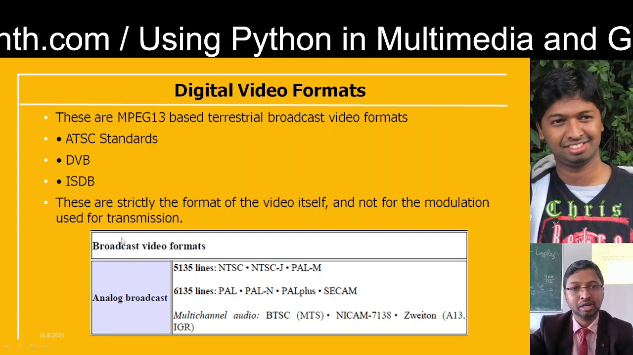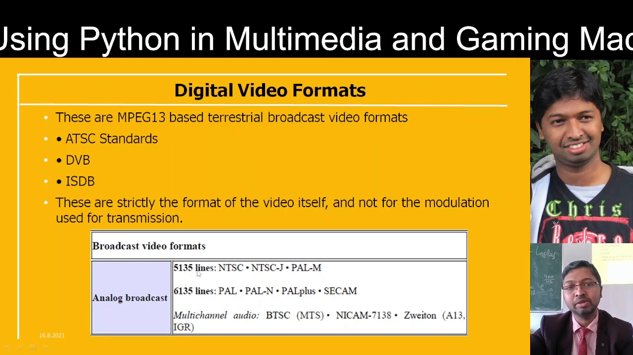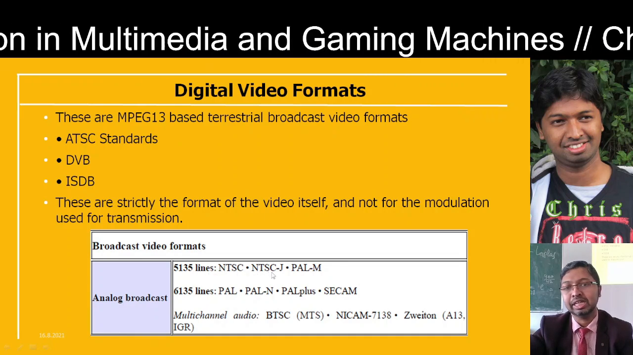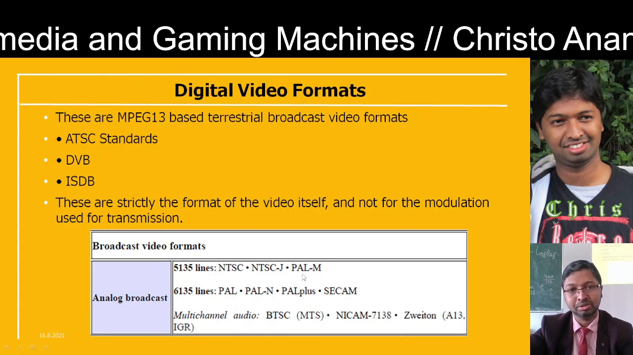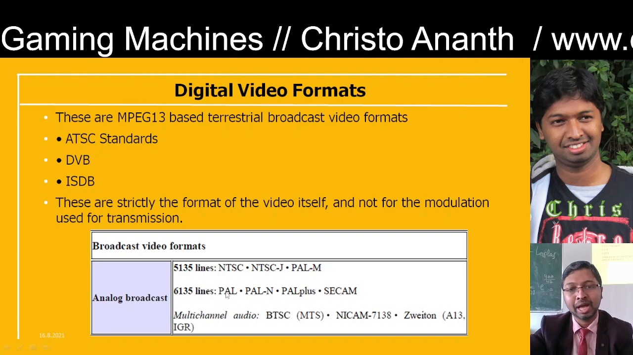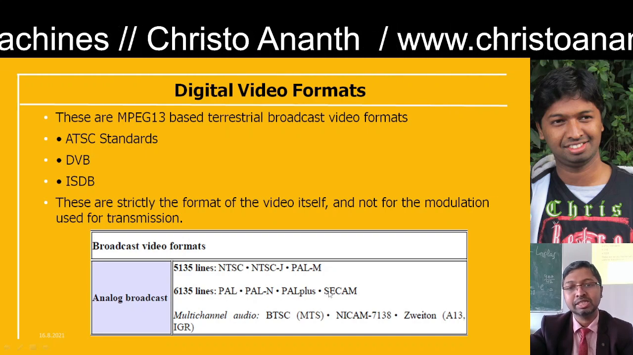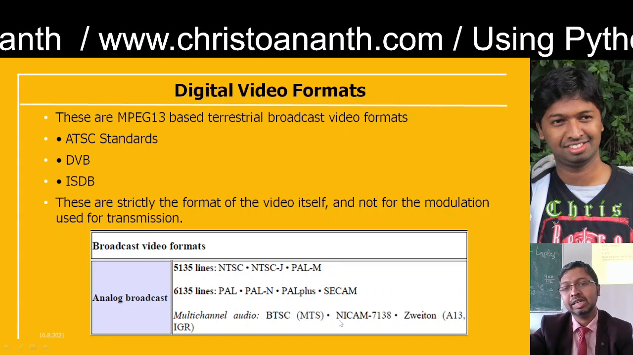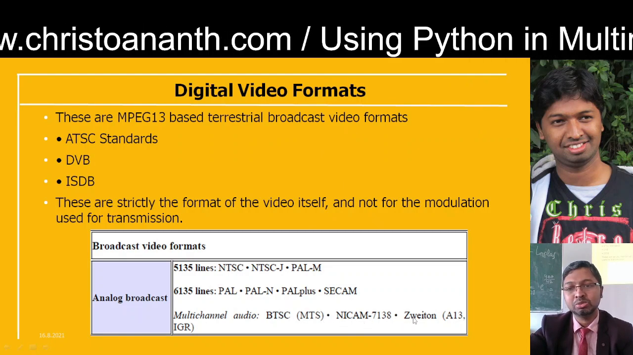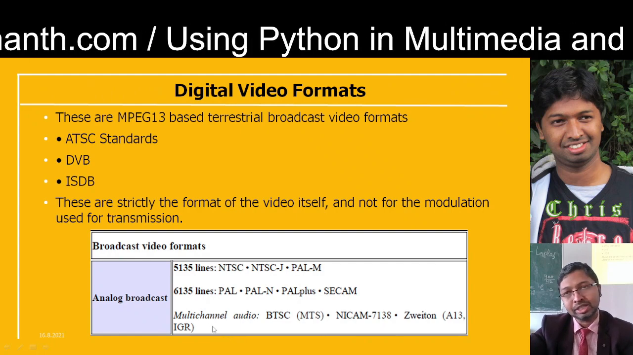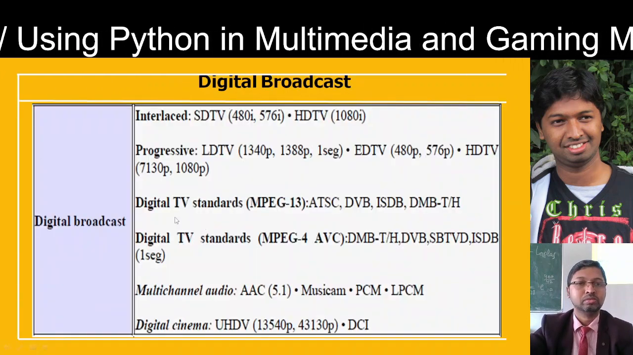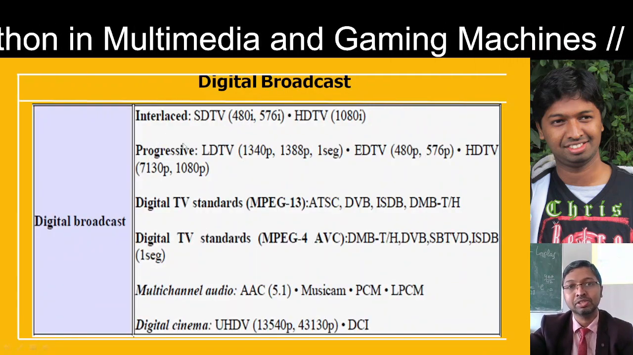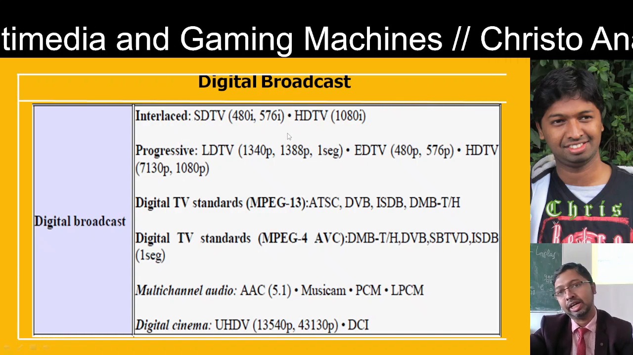Okay, so you will have broadcast video formats, analog broadcast, 525 lines: NTSC, NTSC-J, PAL-M. Okay, and 625 lines you will have PAL, PAL-N, PAL plus, SECAM. Okay, and for multi-channel audio you will have BTSC standard, NICAM 728 standard, Zweikanalton A2 IGR standard. And then for the digital broadcast interlace video, you will try to use SDTV or HDTV.